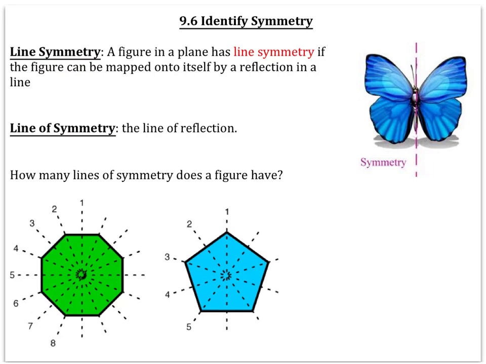So this butterfly, for example, you can take and cut it right in half, and it's symmetric on each side. Each point can be mapped onto a corresponding point on the other side, so it is symmetric.